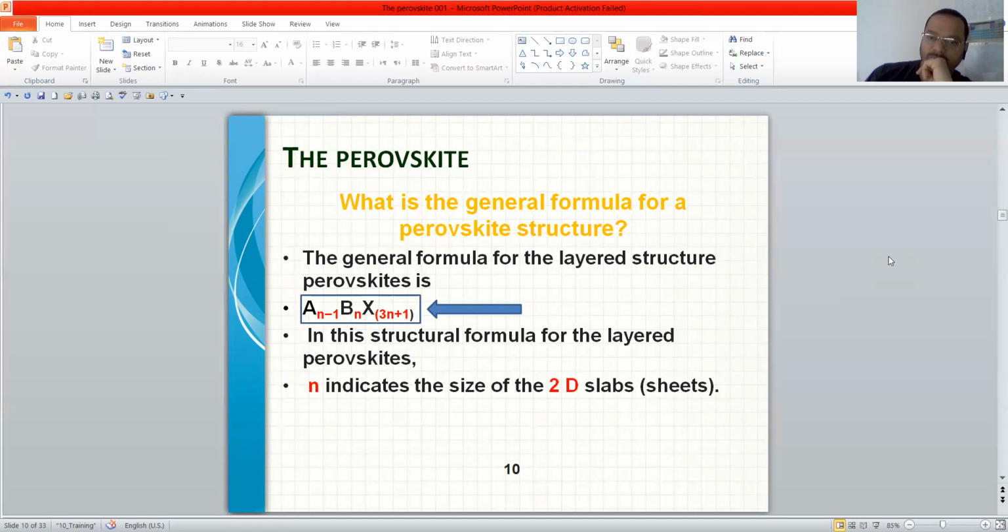What is the general formula of the perovskite structure? A sub n minus 1, B sub n, X sub 3n plus 1. I repeat that again: A n minus 1, B n, X 3n plus 1. And this is the structural formula for the layered perovskite, where n indicates the size of the two-dimensional slabs.